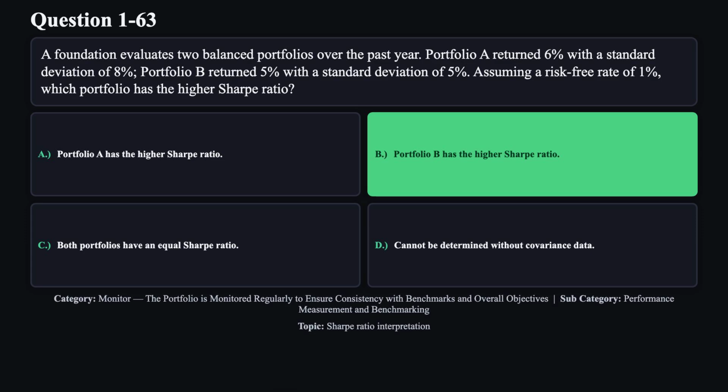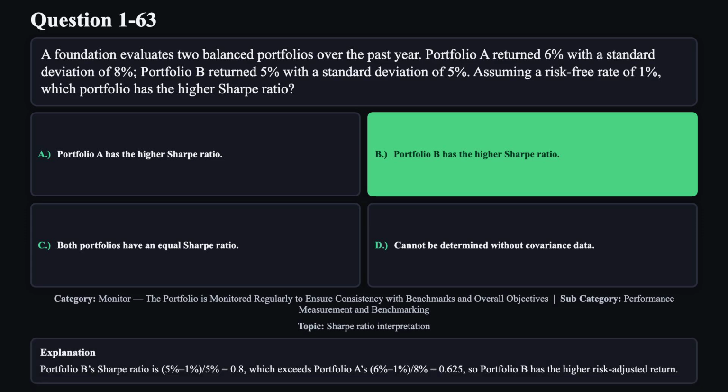The correct answer is B. Portfolio B's Sharpe ratio is 5% minus 1% divided by 5% equals 0.8, which exceeds Portfolio A's 6% minus 1% divided by 8% equals 0.625. So Portfolio B has the higher risk-adjusted return.